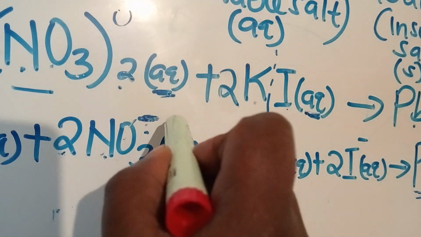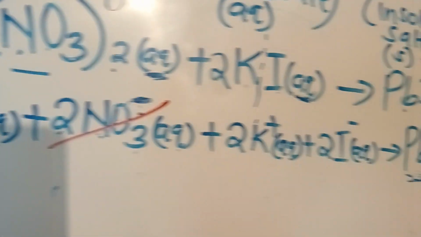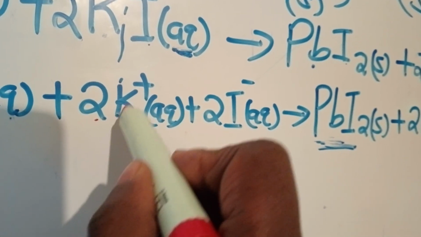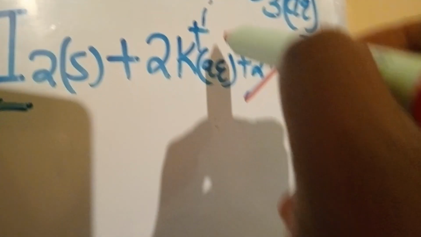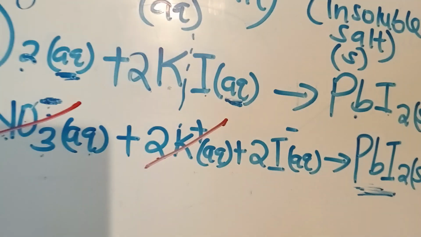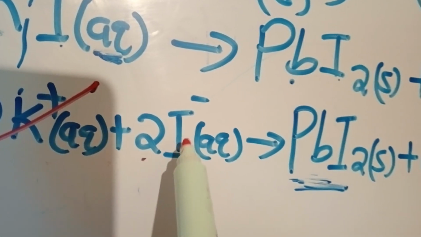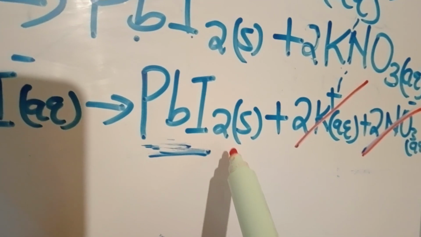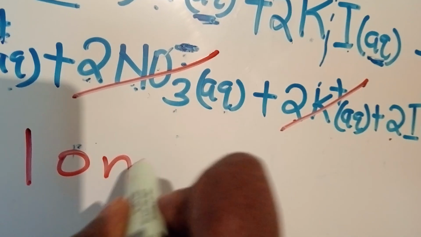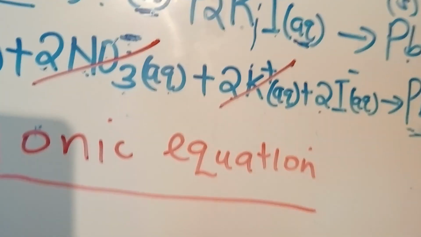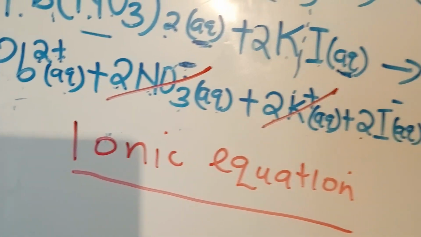So we have the nitrate ion. Then we check on potassium. We have 2 K positive aqueous, the same has remained, so you also cancel the potassium ion. So we again check on the iodide, so 2 capital I negative aqueous, it has already changed, it has combined with lead. So finally we can write the ionic equation.